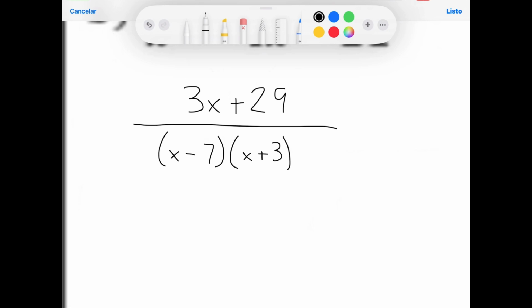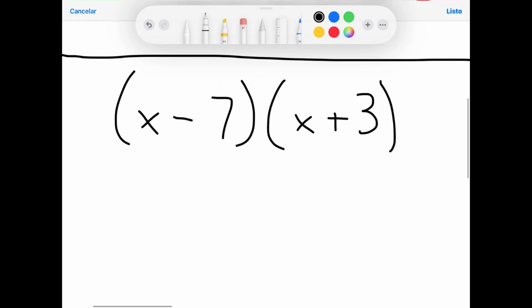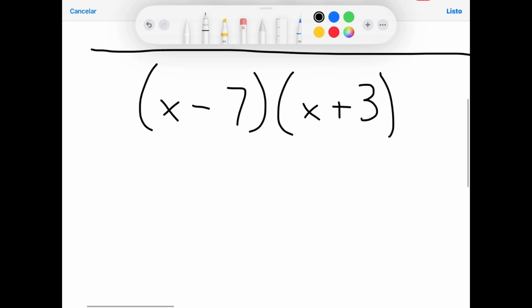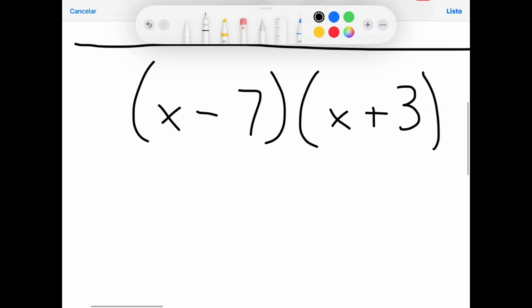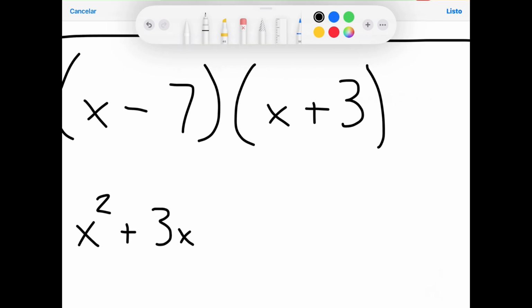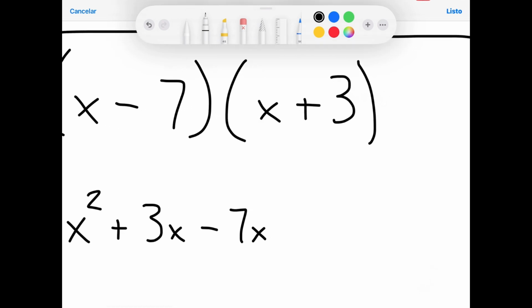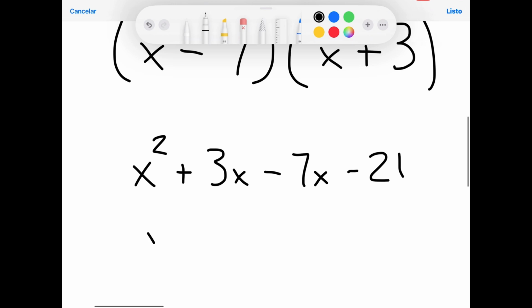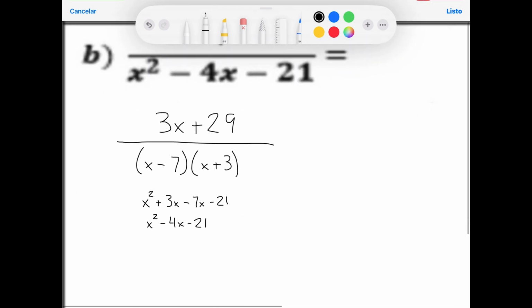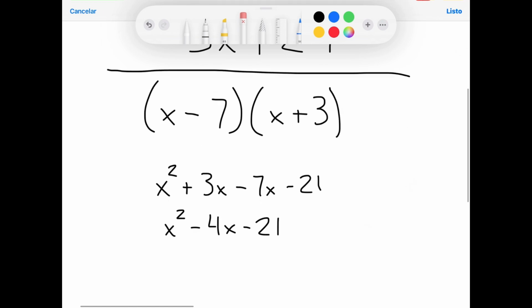And I know this is true because if I multiply the denominator using FOIL, I get x plus 3 times x minus 7: x squared, plus x times 3 is 3x, minus 7 times x is minus 7x, and minus 7 times 3 is minus 21. If I simplify this, I get x squared minus 4x minus 21. And it is the same as my denominator, so I know it's true.